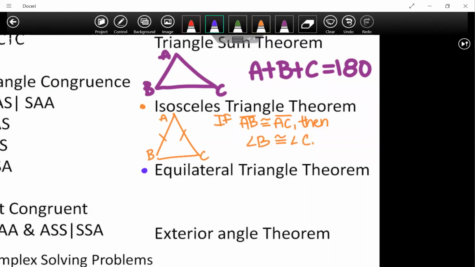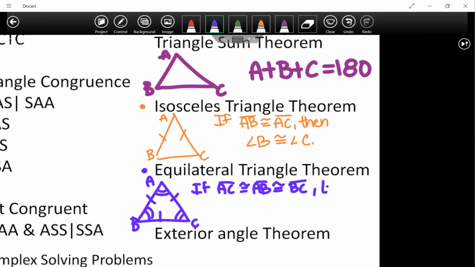Equilateral triangle theorem. Several things come up for this one, which is a glory one. I love this one. Equilateral triangle ABC. If sides AB, AC, and BC are congruent, then angle A, angle B, and angle C are congruent. What do we know about the angles of an equilateral triangle? 60 degrees. All angles are 60 degrees in an equilateral triangle.